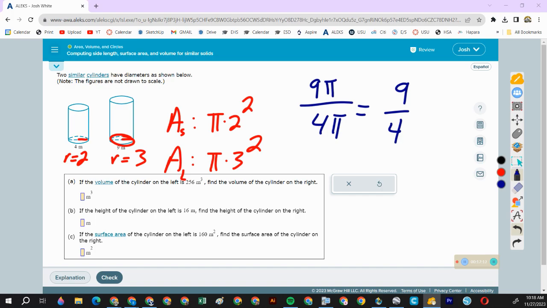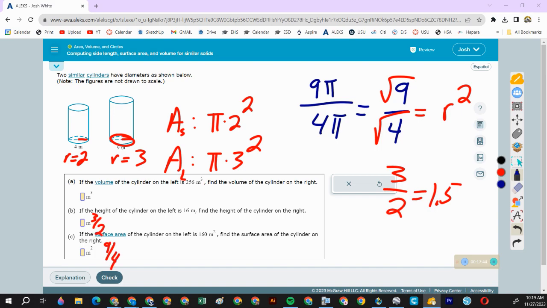But remember, the areas are two-dimensional. So the ratio of the areas is actually the ratio times itself, also known as r squared. So we need to take the square root, which is 1.5. That means that the big cylinder is 1.5 times as large as the small cylinder. So the height is going to be 3 over 2. The surface area is going to be 9 over 4. And the volume is going to be 27 over 8. R squared, and r to the third.